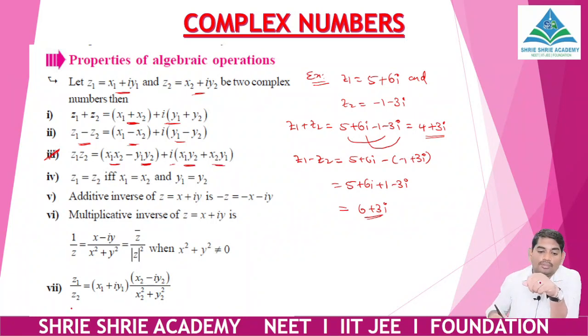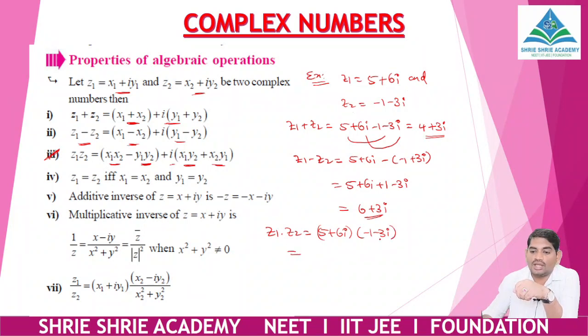For example, I want to multiply these two complex numbers: z1 is equal to 5 plus 6 iota and z2 is equal to minus 1 minus 3 iota. So I will multiply these two, z1 into z2.